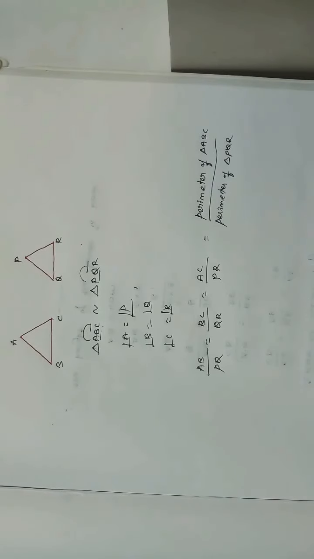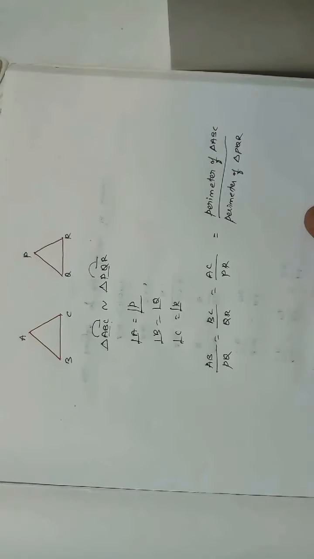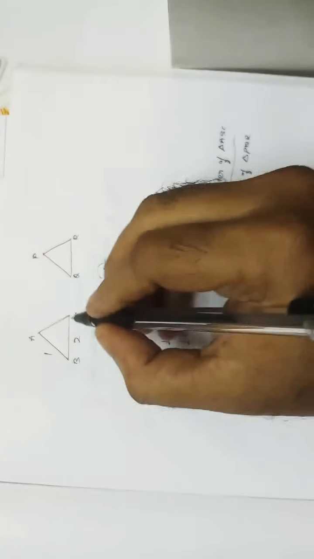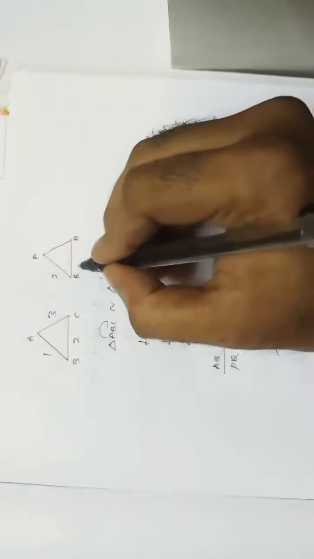I will explain how it works, very simply. I'm just assuming that AB is equal to 1 centimeter, BC is equal to 2 centimeter, and CA is equal to 3 centimeter. PQ is equal to 2 centimeter, QR is 4, and PR is equal to 6 centimeter.